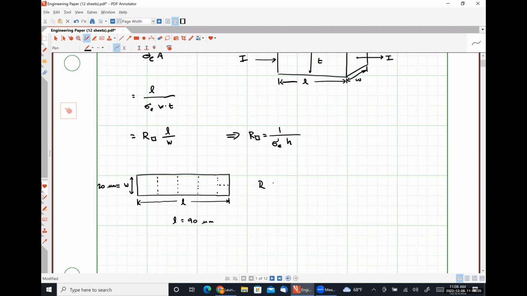Our absolute resistance of this guy would be 4.5 times whatever the sheet resistance of each individual square is. So that could be somewhere between 100 ohms per square to all the way up to 1,000 ohms per square or more, depending on what kind of doping we put in, whether it's single crystalline silicon or polysilicon. All of those types of things will have some level of influence on our sheet resistance, okay?